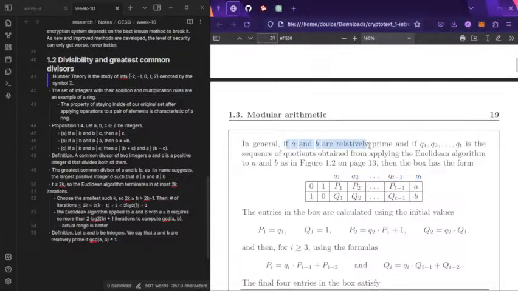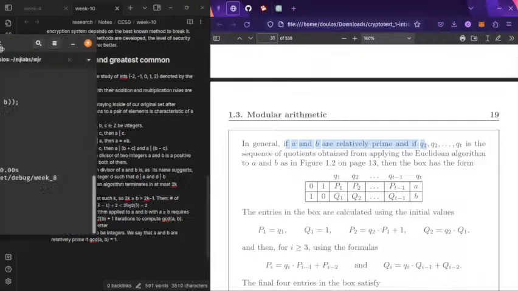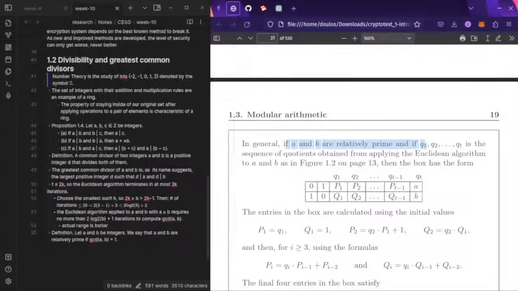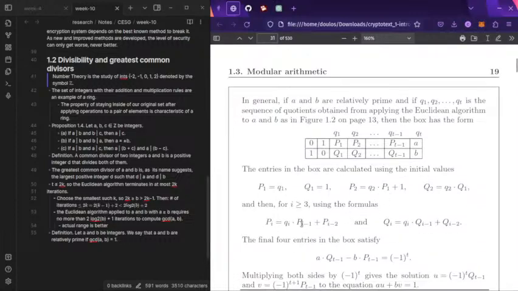So if A and B are relatively prime, I need to get the sequence of quotients. So basically, I need to alter my code here to spit out the quotients all the way through. And then I guess I can do it by hand and figure out, as you divide it, what happens. That'd probably be a really good idea, actually. Just do it by hand.